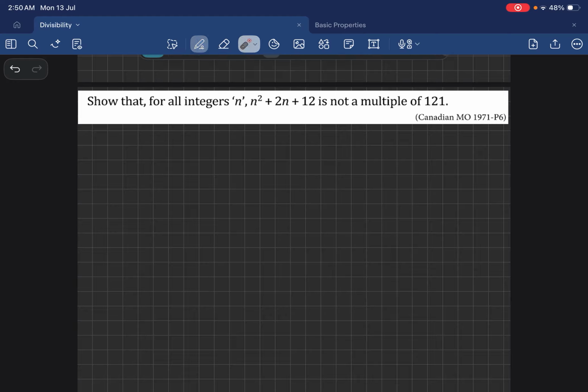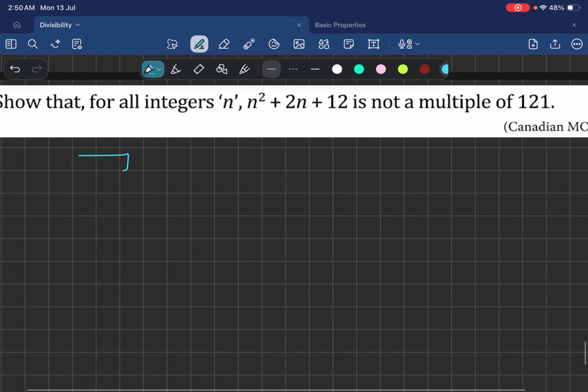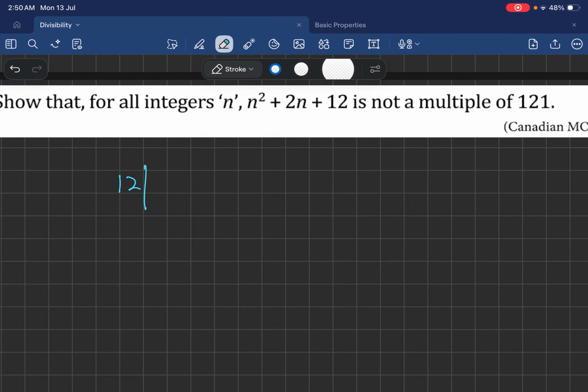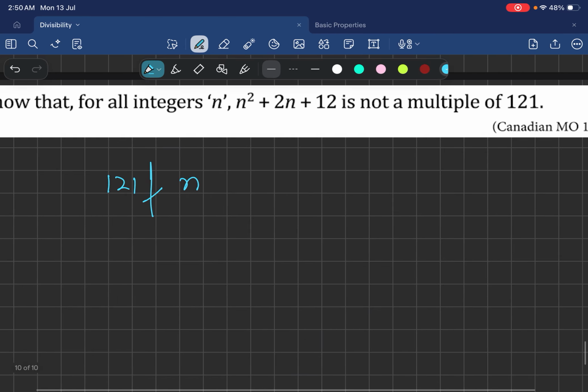Okay, so the very first thing is that it says show that for all integers n, n square plus 2n plus 12 is not a multiple of 121. Okay, so it is saying prove that, in other words, prove that 121 does not divide n square plus 2n plus 12.